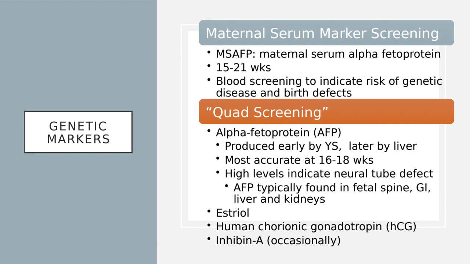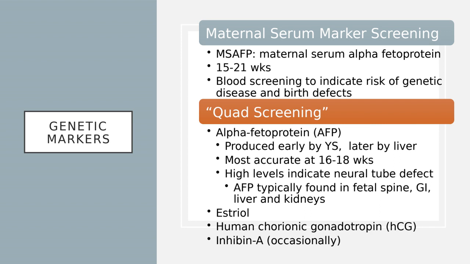In that sweet spot of 16 to 18 weeks, we want to try to get both of these done. MSAFP, as we said, is maternal serum alpha-fetoprotein. It's telling you what we're looking for: the alpha protein of the baby from the mom's blood. This is a blood screening test that helps indicate if there's any risk of genetic disease or birth defects for that pregnancy.